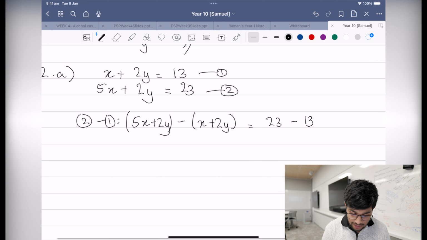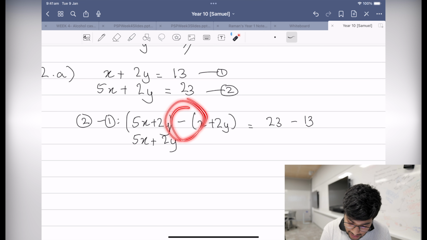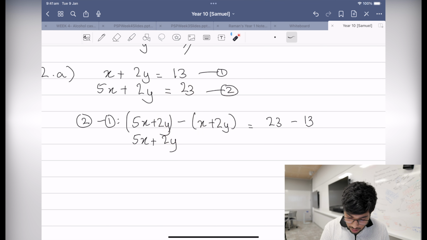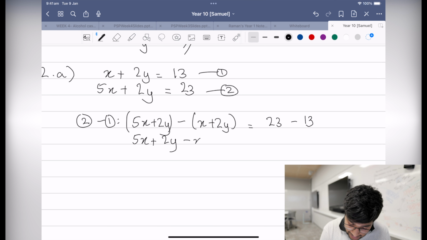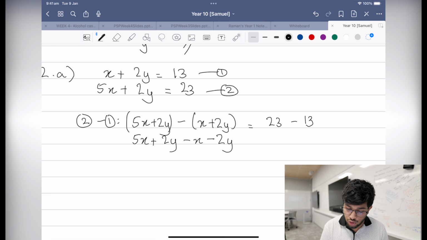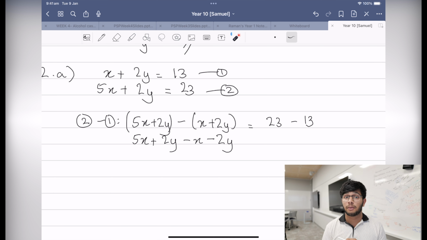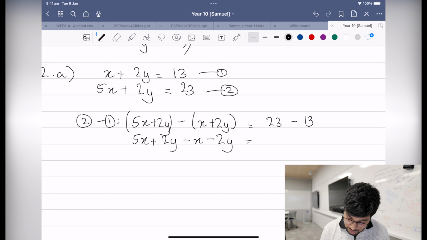But there's one very important step. We have 5x plus 2y, minus this bracket. Be careful, don't get tricked. You need to expand out the brackets. This would be minus x minus 2y, because when you're expanding out the brackets, this is as if you were timesing by -1. People will get tricked by that. You need to expand the brackets out first. This equals 10, because 23 minus 13 is 10.